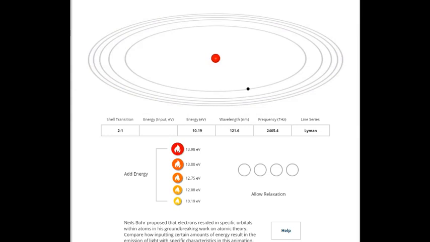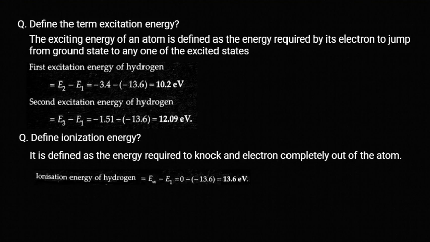Similarly, if this is your electron and I want to make this electron revolve in the third orbit, then how much energy has to be supplied is known as your excitation energy. So the excitation energy is defined as the energy required by an electron to jump from the ground state to any one of the excited states.